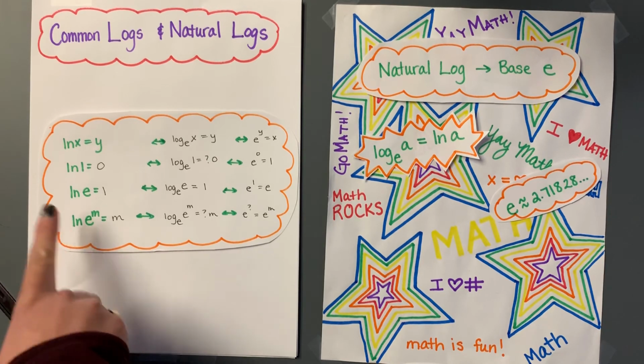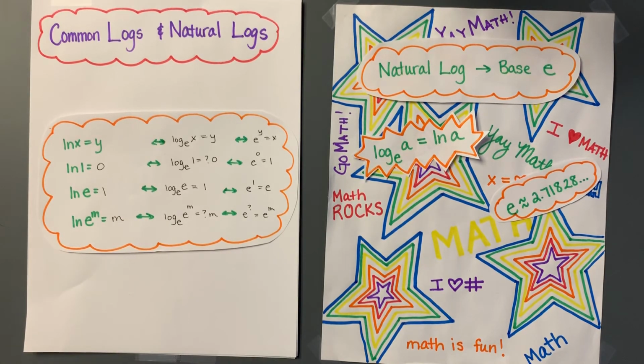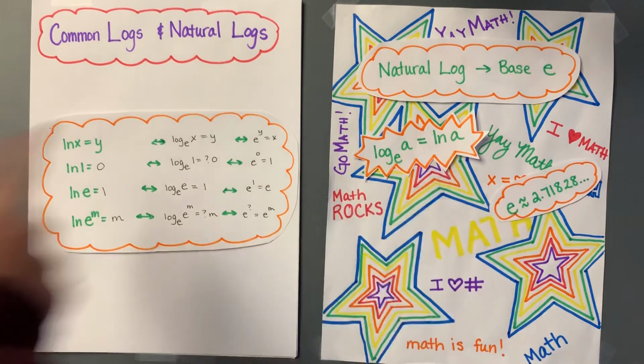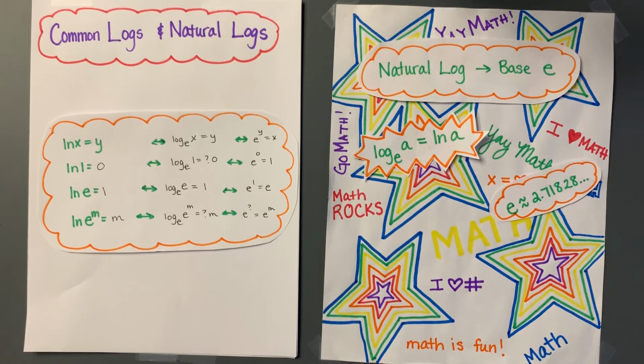So remember, ln is log base e. They're interchangeable. You can go back and forth between them. Natural log, ln, is the proper way of writing log base e, but you're going to see this new base, 2.718, this new irrational number, come up a lot.